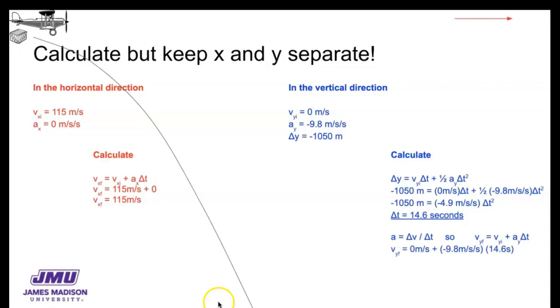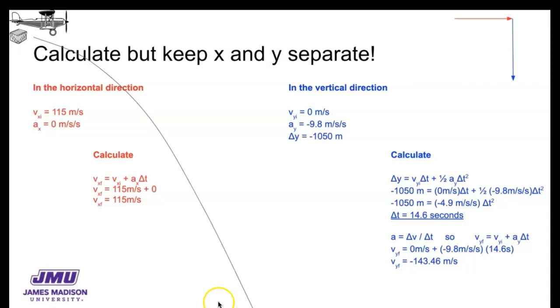I'm using it here to calculate the y direction final velocity, which was 0 meters per second as the v initial, and then the acceleration and the time I'm plugging in right here. And I'm getting v final in the y direction is 143.46 meters per second, and it's negative, meaning it's pointed down. So I've drawn the arrow pointed downward here.